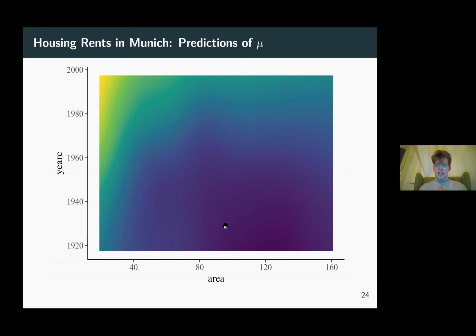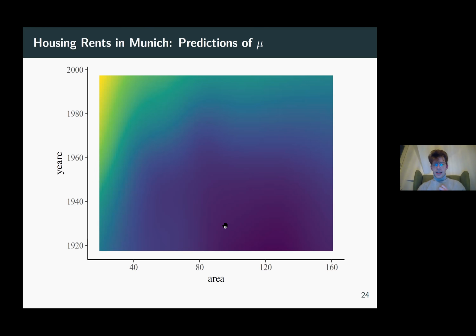What we see is that there's particularly high rent per square meter for very small apartments, below 40 square meter, and for very new or quite new-ish buildings with construction years in 1980 to 2000.